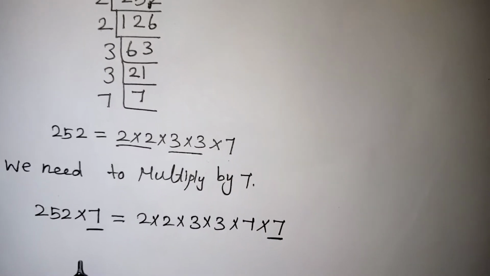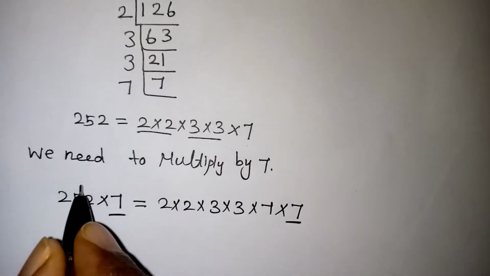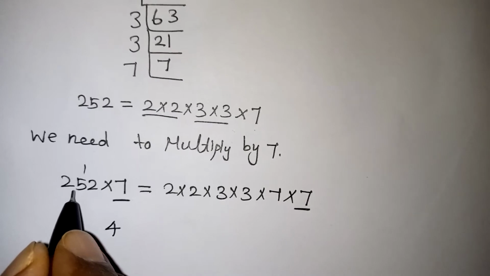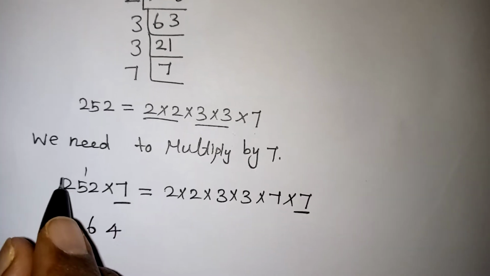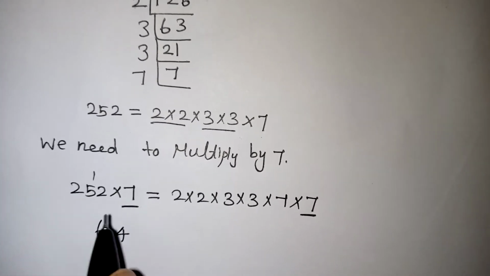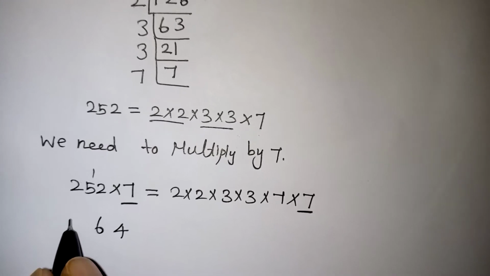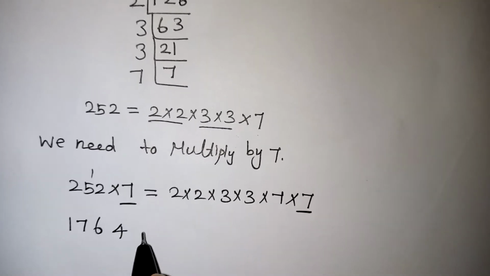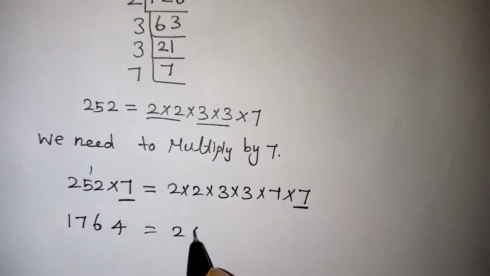Now multiply this number. 7 2s are 14. Balance 1. 7 5s are 35 plus 1 is 36. Balance 3. 7 2s are 14. 14 plus 3 will give you 17. Now this number will stay as it is.